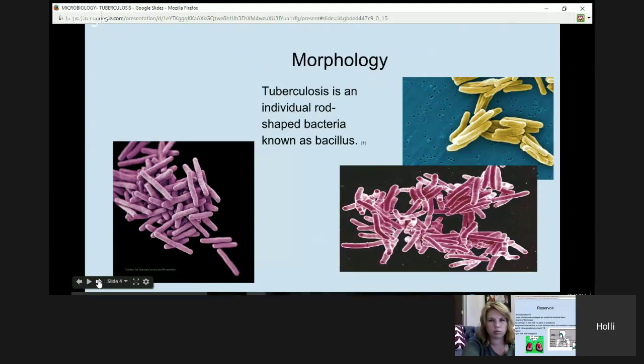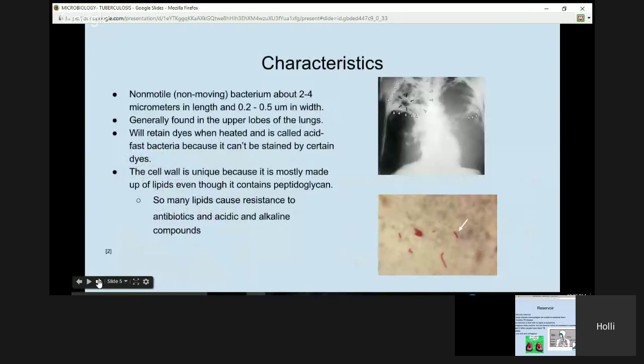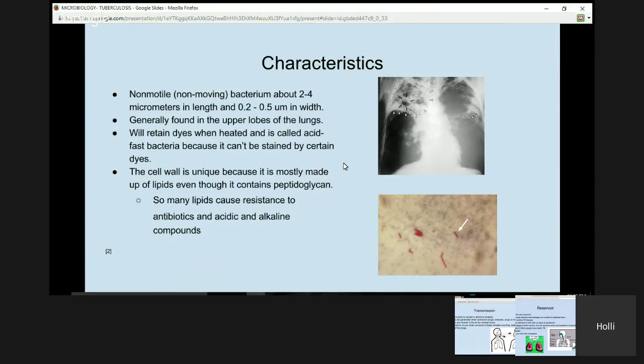The morphology of tuberculosis is an individual rod-shaped bacteria known as bacillus. A few interesting characteristics of tuberculosis are that it is non-motile, which means it does not move. It is generally found in the upper lobes of the lungs, as you can see right here. It will retain dyes when it is heated, and this puts Mycobacterium in a category of acid-fast bacteria. This is because it can't be decolorized by acid.